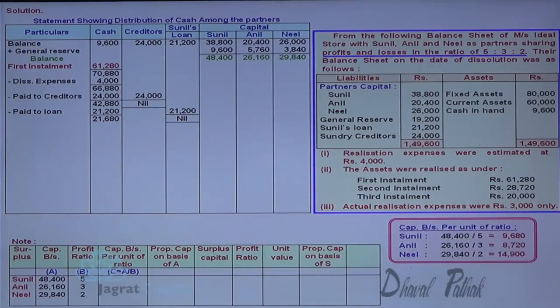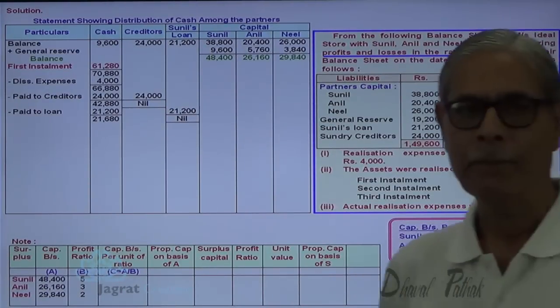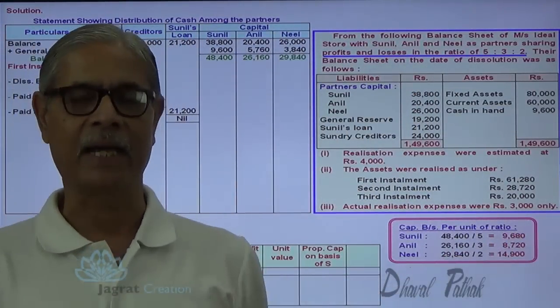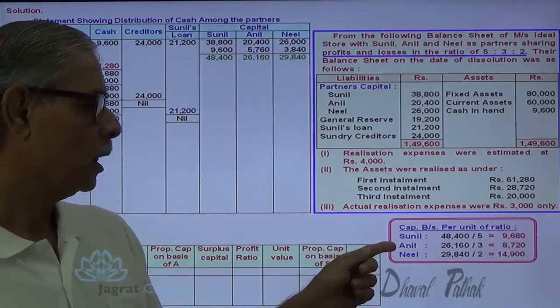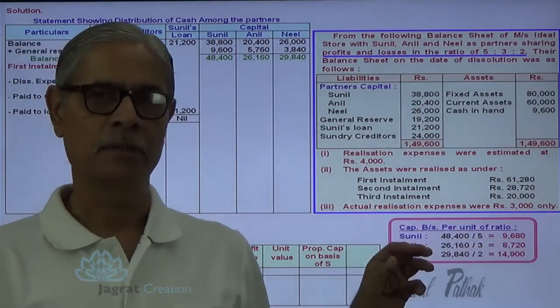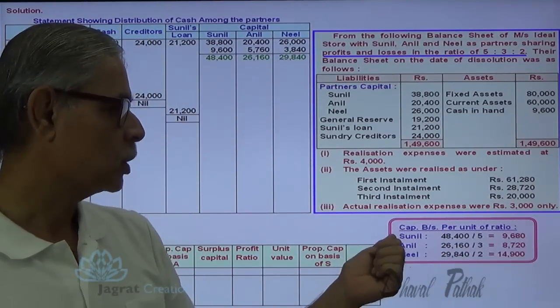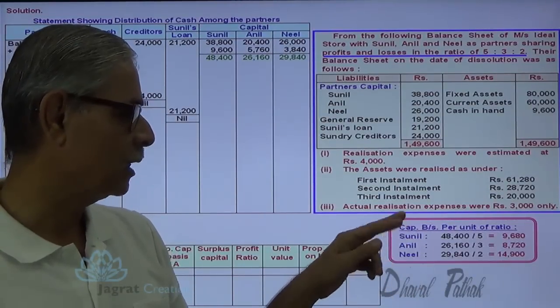On the basis of this per unit contribution, we should work out who has contributed excess capital, more capital. If you look at Nil's contribution per unit, it is 14,900, that is the highest. Anil's contribution is the least, the lowest, 8,720, and Sunil's contribution is more than Anil but less than Nil.